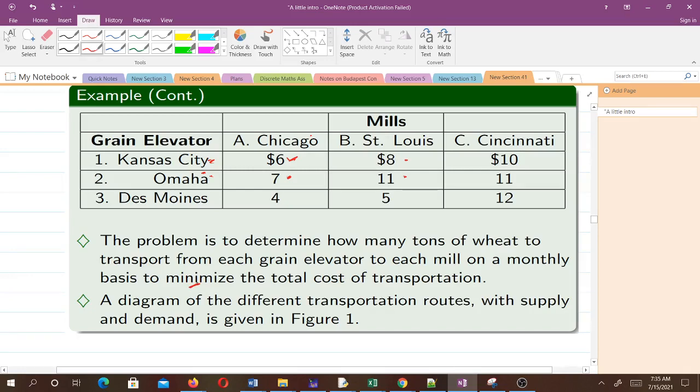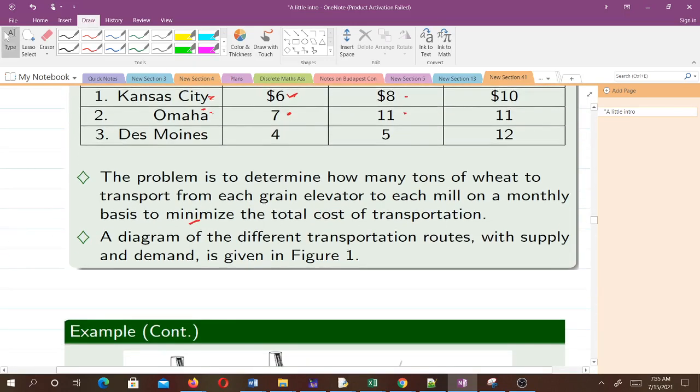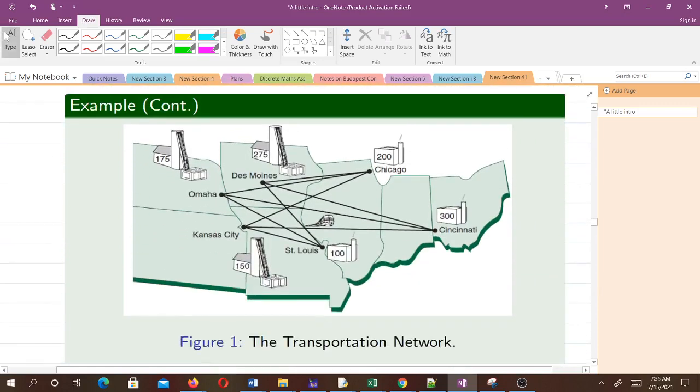There's a diagram of different transportation routes with supply and demand, right? So these are the three places where we have the grain elevators: Omaha, Des Moines, and Kansas City. So we have to transport the wheat that we've produced to the mills. So these are the ways in which we can do it. There are 9 different possible transportation routes, and which of them is going to give us the minimum cost, right?